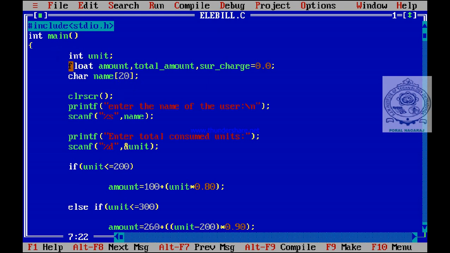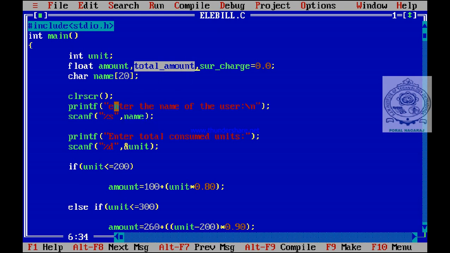And here I have taken float variables: amount, total amount, and surcharge, which we have to calculate. Initially, what is surcharge? Initially surcharge is 0.0. Amount is the intermediate amount, and if the amount is greater than 400 then surcharge has to be calculated, and that will be your total amount. So the inputs are unit and name, and the output is total amount.